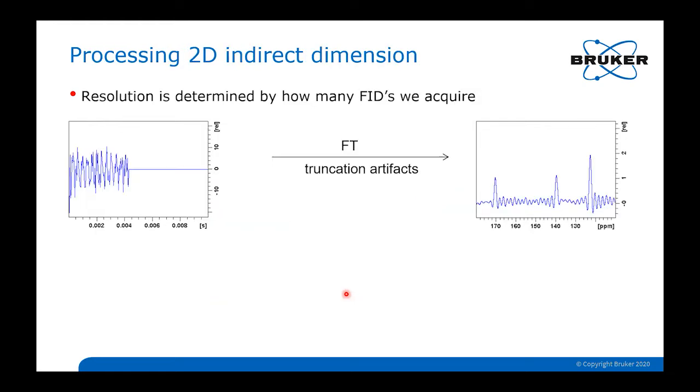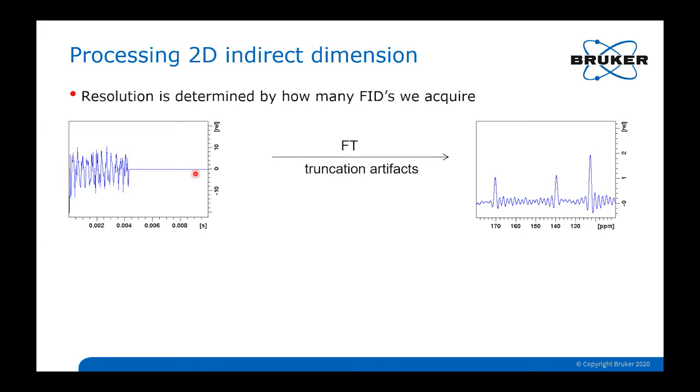Once we go to a 2D experiment or higher dimensionality, again, as I showed before, each data point in this indirect dimension is a separate FID. So we're now limited by how much acquisition time we want to spend. And because of that, we rarely acquire our indirect FID until it decays to noise. So we have a bunch of signal and then it truncates to nothing.